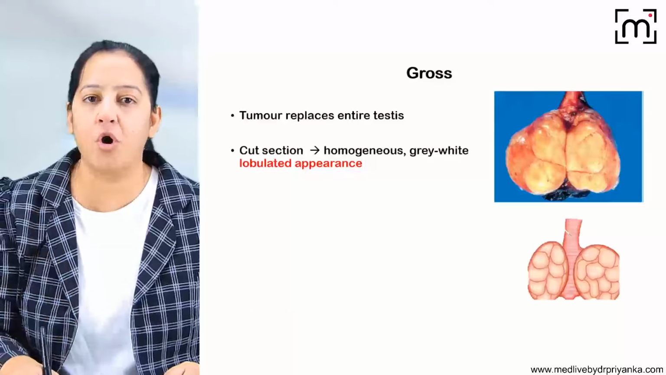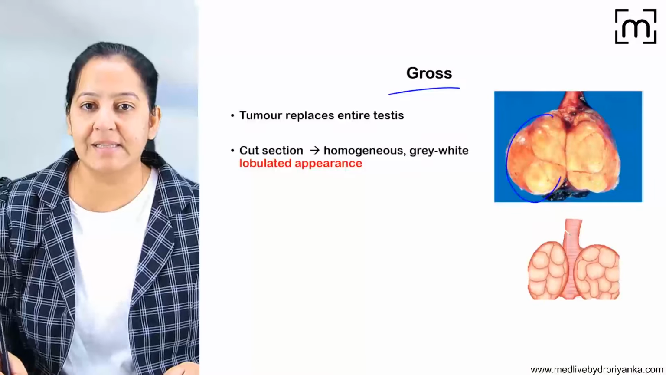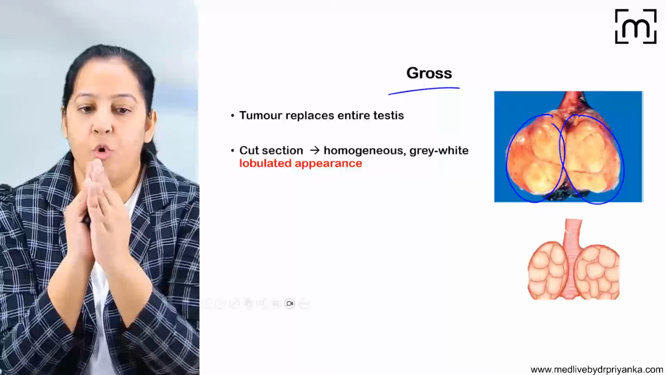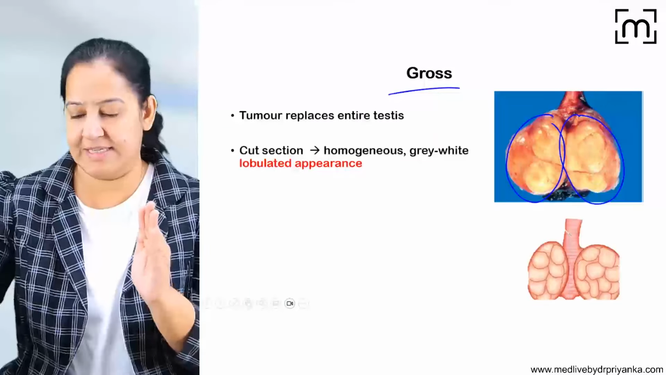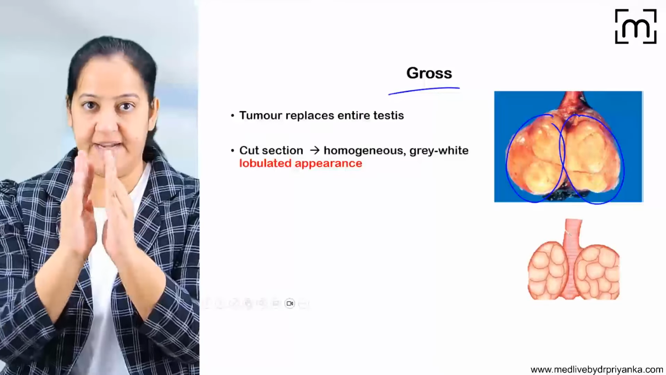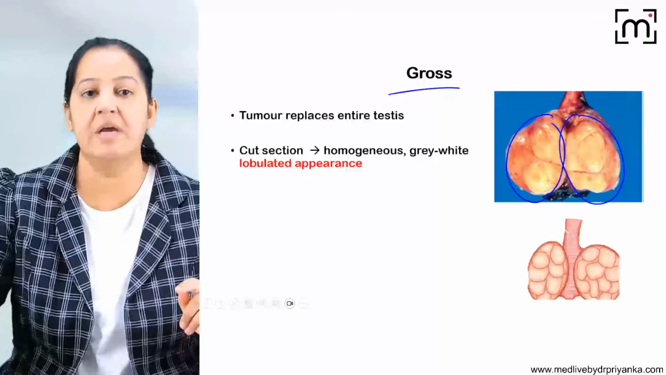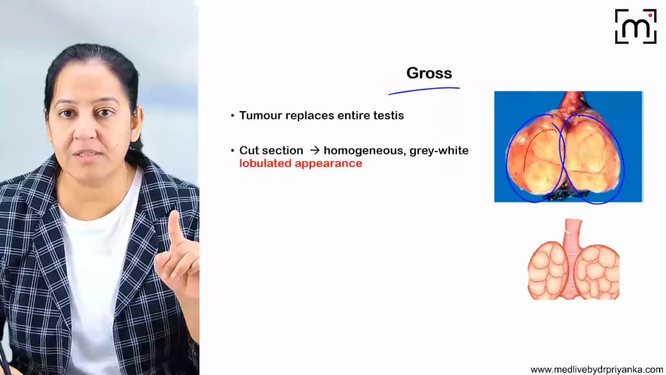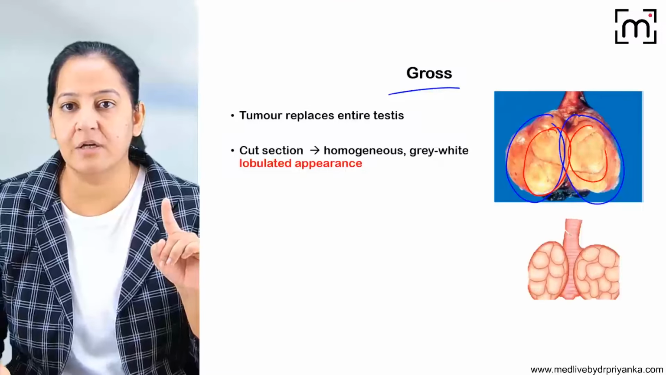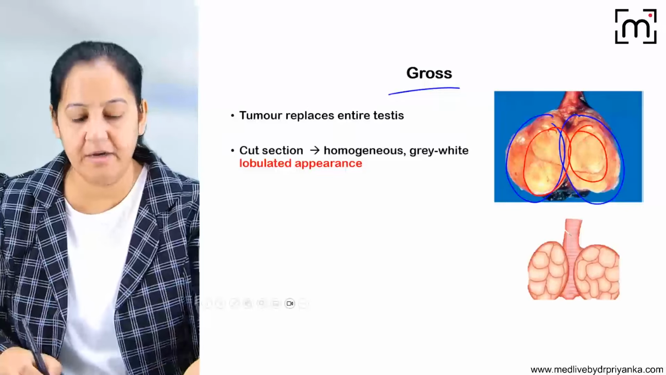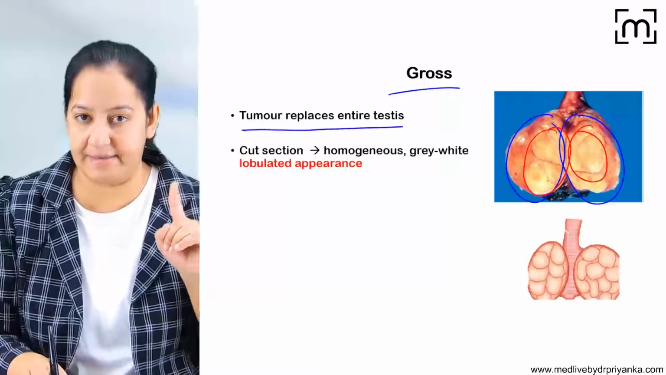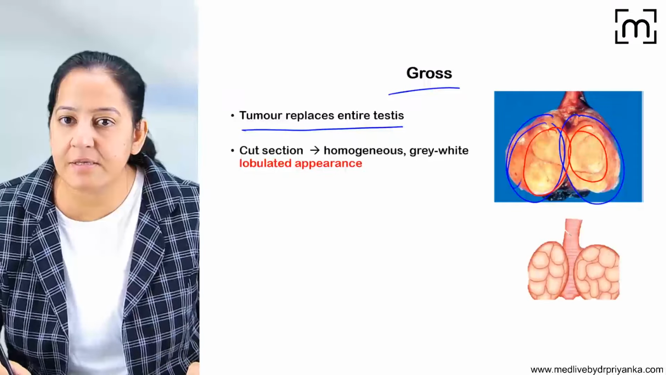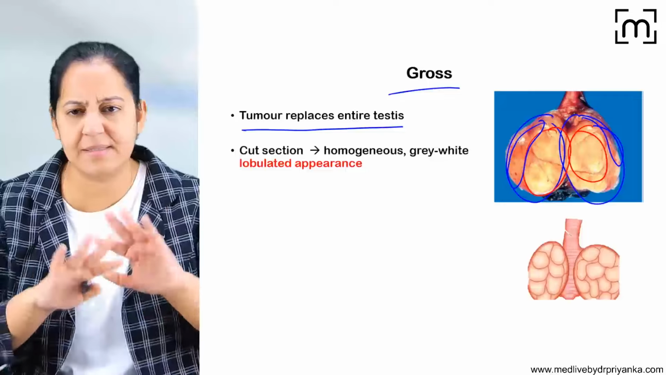That is the introduction. Grossly, you can see this is the testes of a male having the seminoma. We have given a cut at the center and opened it like an open book. You can see this is the entire tumor. The tumor is replacing the entire testes, and the normal testes is shifted to the periphery. You can see this is the normal testes, and this is completely tumor.